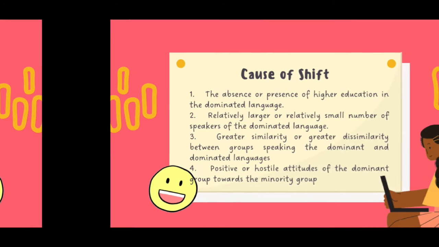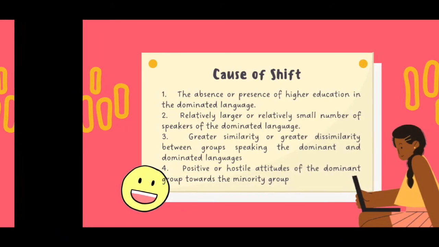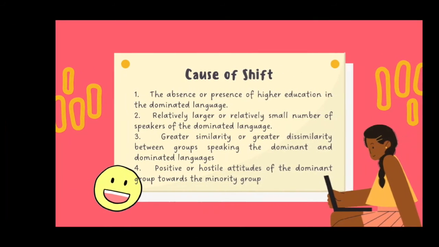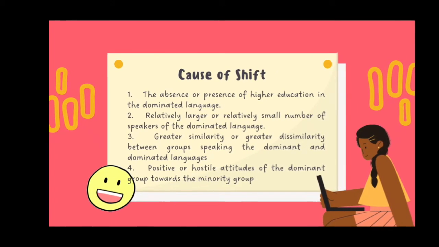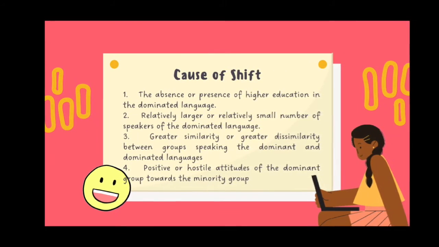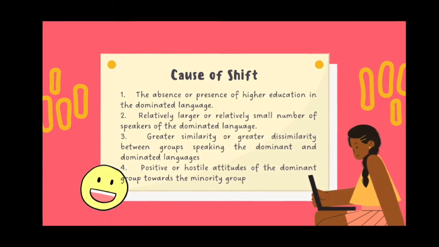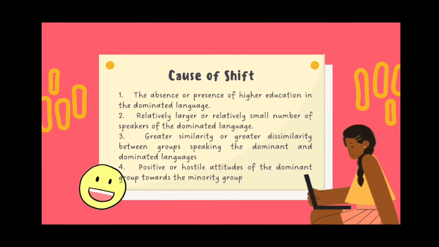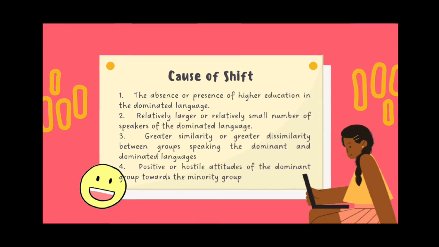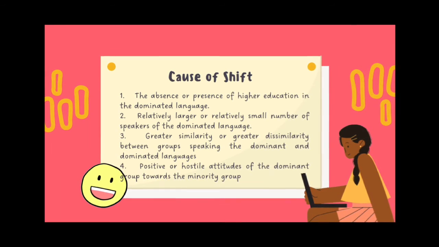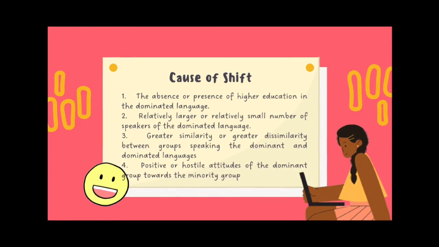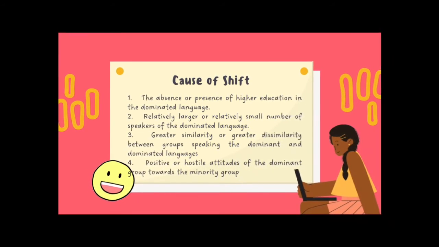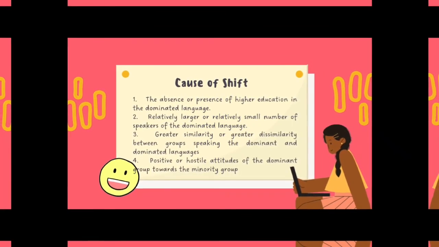The causes of language shift are generally multiple and interrelated. When we say interrelated, they are connected. First, the absence or presence of higher education in the dominated language. Second, a relatively larger or relatively small number of speakers of the dominated language. Third, greater similarity or greater dissimilarity between groups speaking the dominant and dominated language. Lastly, the positive or hostile attitudes of the dominant group towards the minority group.